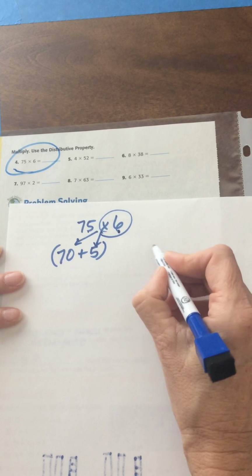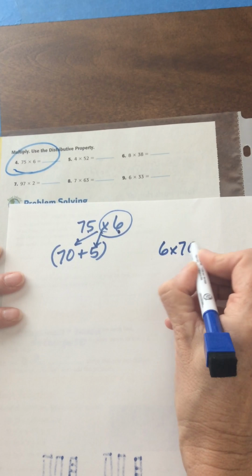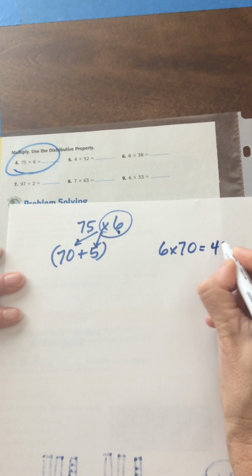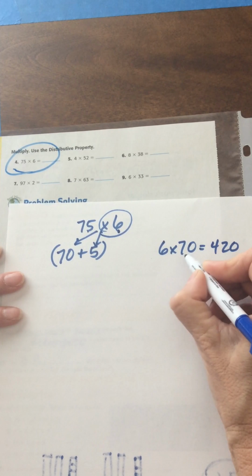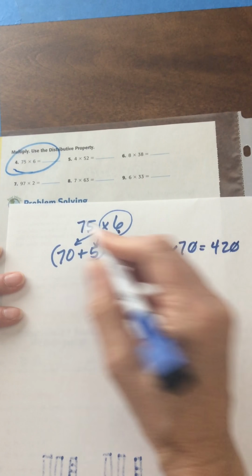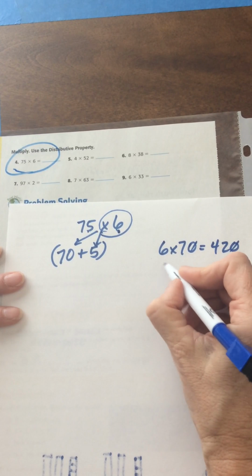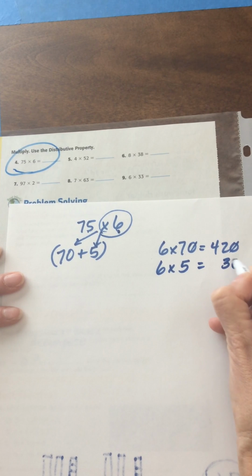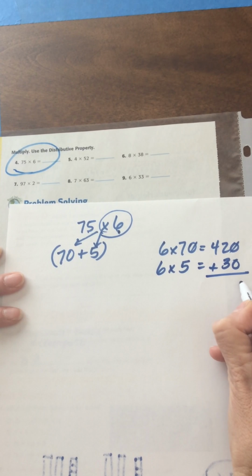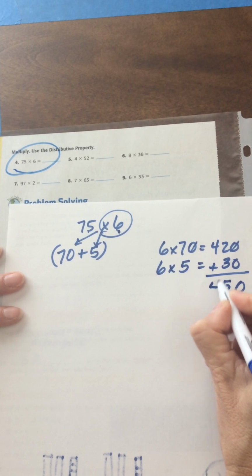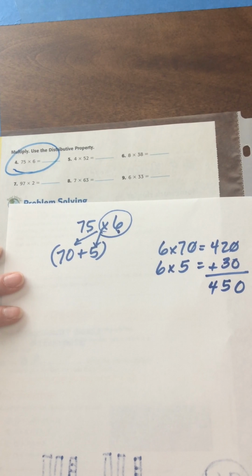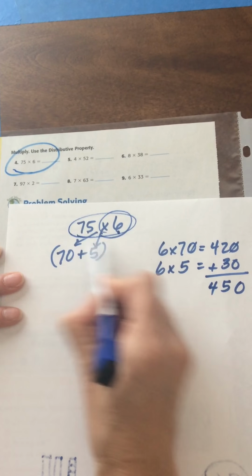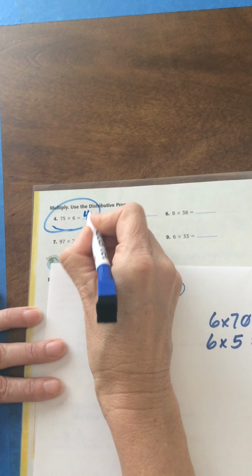So if we have 6 times 70, that gets us 420, because that's the magic of 0, right? And then we have 6 times 5, which is 30. We add those two together, and we have 450. So 75 times 6 is 450.